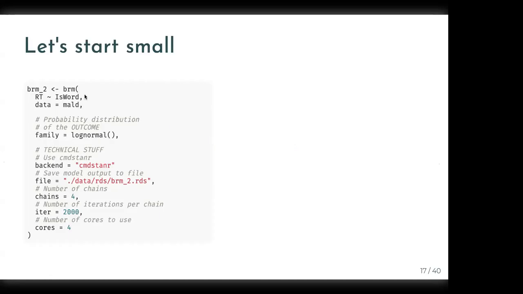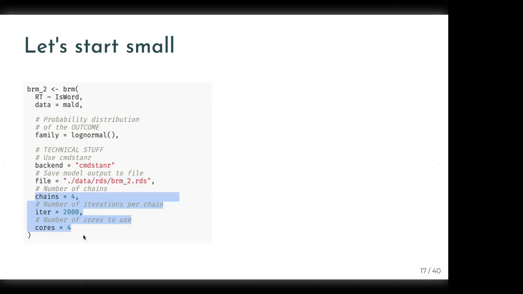Right, so what we have here is just a more detailed code of what we've seen before. You have, again, the BRM function: RT as a function of is word, the data, family equals log normal, backend equals cmdstanr. I'm saving the output to a file so that the next time you run this code, it doesn't do the MCMC again. It just reads the output straight from the file, which is quite convenient. So I do recommend that when you do analysis you always save the output to a file. And then there are other technical things.